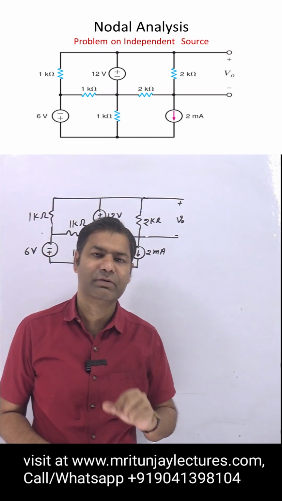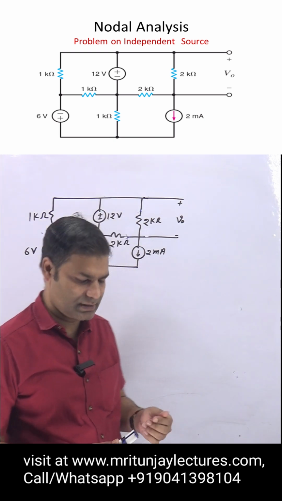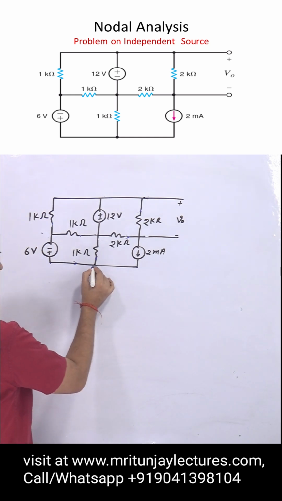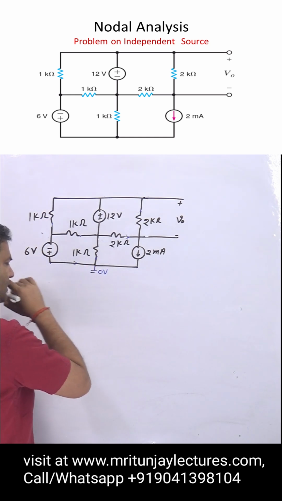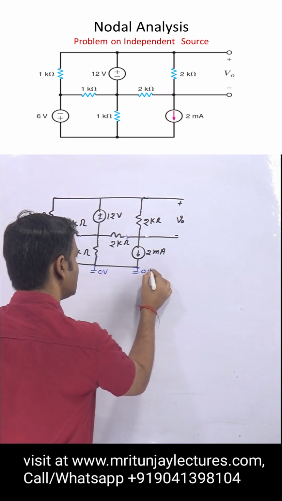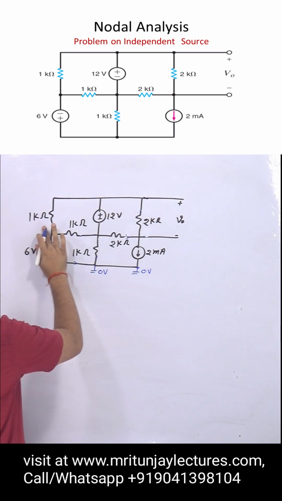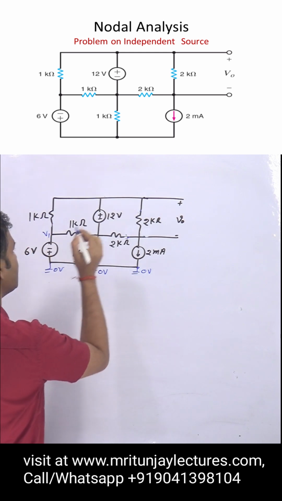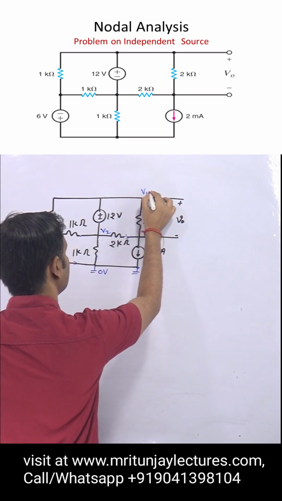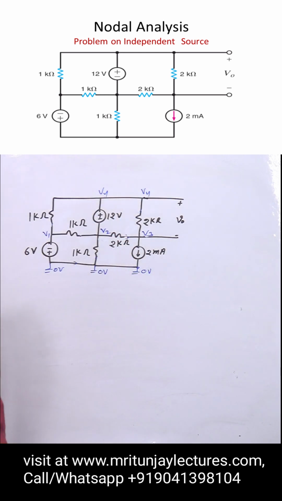Now our motto is to determine V0 with the help of nodal analysis. So how can we do it? First of all, we have considered that our motto is nodal analysis. So we have taken the datum node here. This one is also a datum node. Now, if this one is V1, that is V2, and here V3, and here V4, and here V4 also.